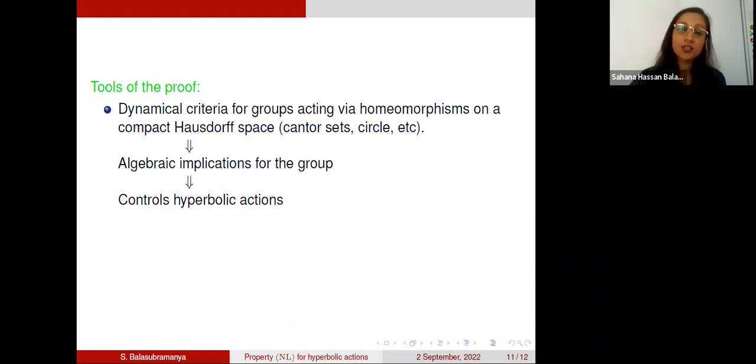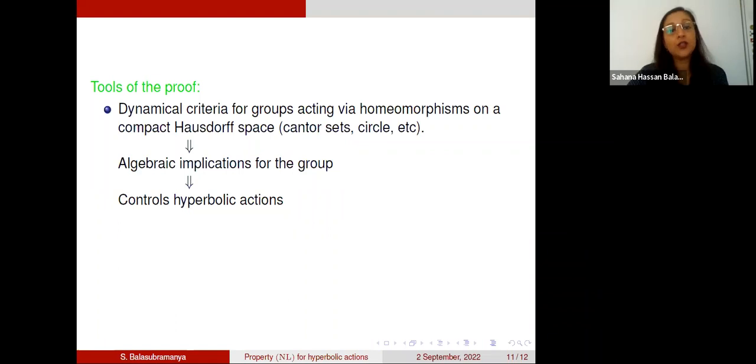So it's an interesting series of consequences where you start with groups acting via homeomorphisms, which is seemingly so different from our end goal of hyperbolic actions. But then because the algebra gets controlled by the actions via homeomorphisms, so do the hyperbolic actions.